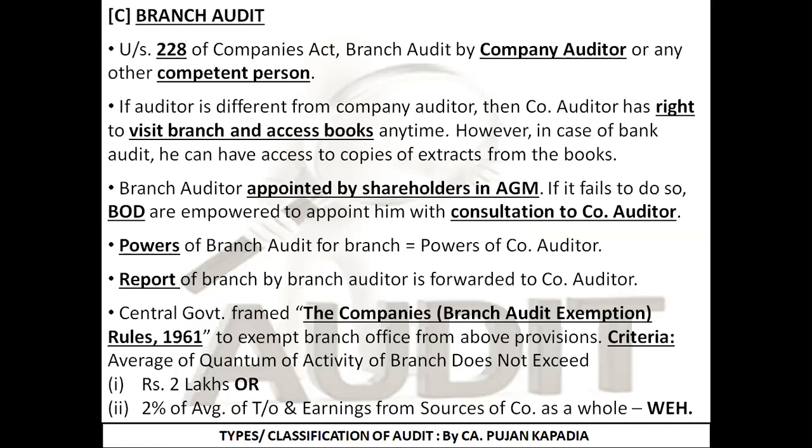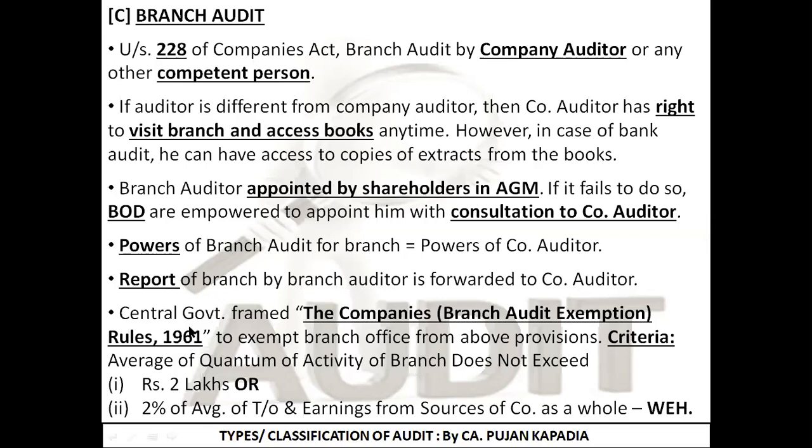Next point: the report of the branch by the branch auditor is forwarded to whom? To the company auditor. As I have told you, the company auditor is the supreme auditor, as a result of which he is accountable for the audit of the entire company. So what he is going to do is collect the audit report from all the 100 branches in our example, collate and merge them, and prepare the final audit report. So basically the report of the branch auditor is submitted to the company auditor.